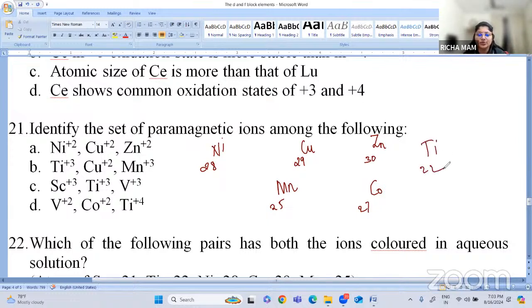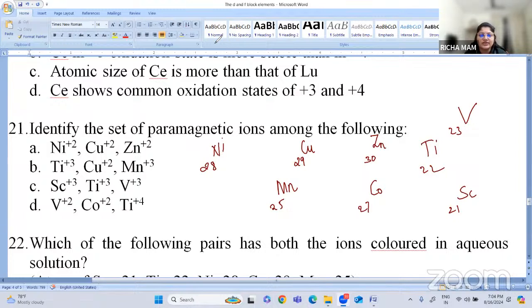Titanium is 22. Then you have scandium. Scandium is 21. Palladium. Vanadium is 23.